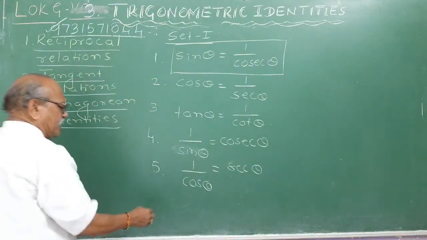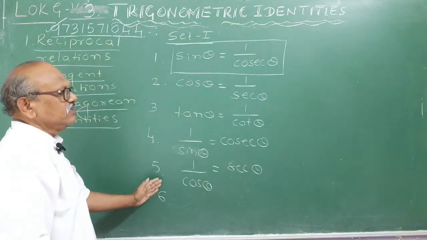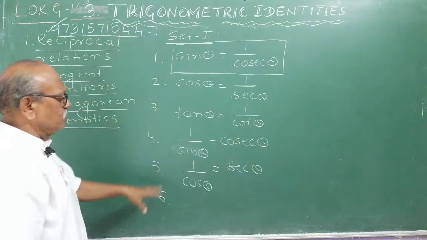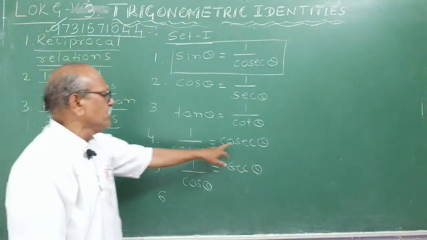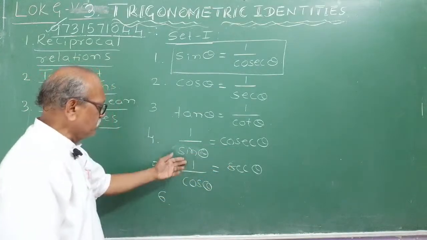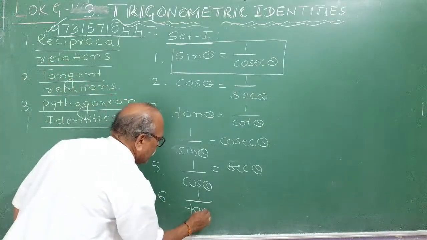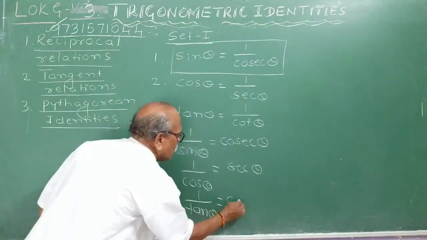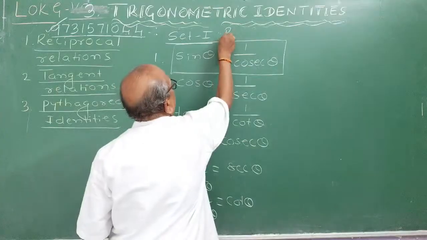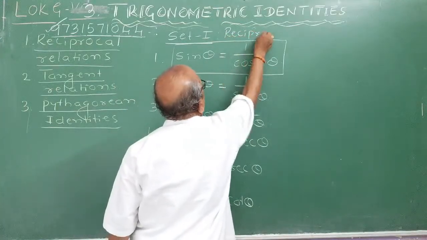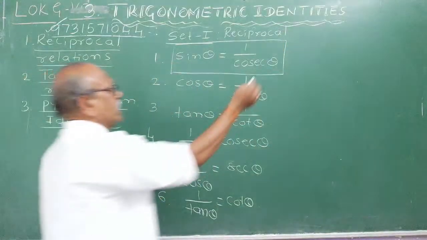Separately identify these identities, make a list, and in a small sheet write all these identities. Whatever identities we are collecting, don't remember only one. Remember all of them. Wherever there is 1 by sin theta, you can put cosec theta. 1 by cos theta, the reciprocal of cos theta, is sec theta. Similarly, the reciprocal of tan theta is cot theta. Set 1, reciprocal identities or relations. And you can continue.